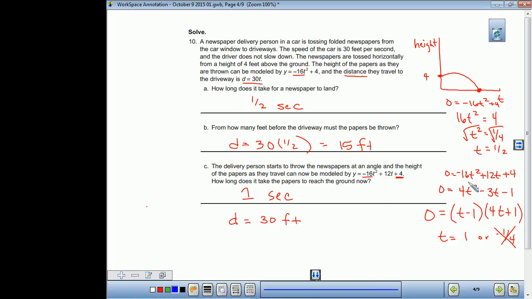So we could do the same thing with the second one. Now on this one, I chose to divide out the negative 4 and then factor it. Did you choose quadratic? I bet you did, because your brain was in quadratic mode. Quadratic formula. So we got 2 answers, positive 1 and negative 1/4. The negative 1/4 makes no sense. So once again, we plug the 1 into the distance formula, and we get that the paper went a distance of 30 feet this time.